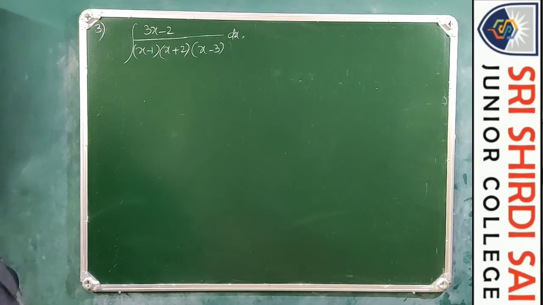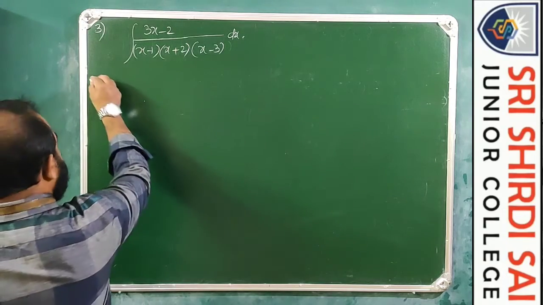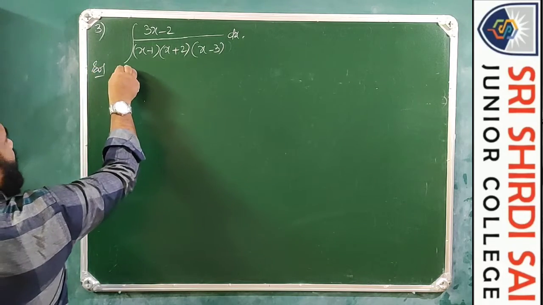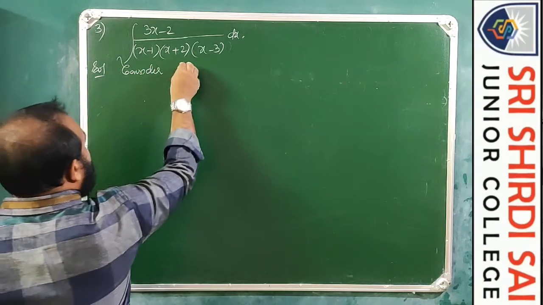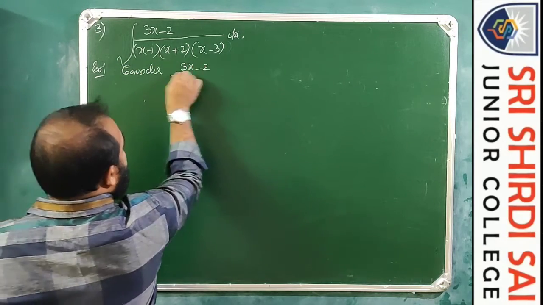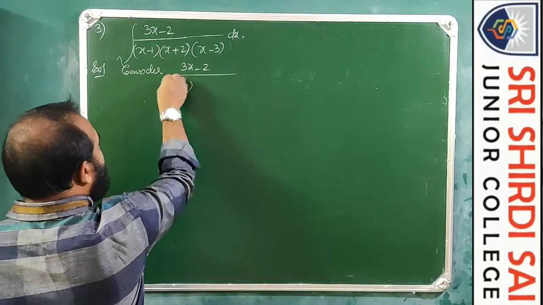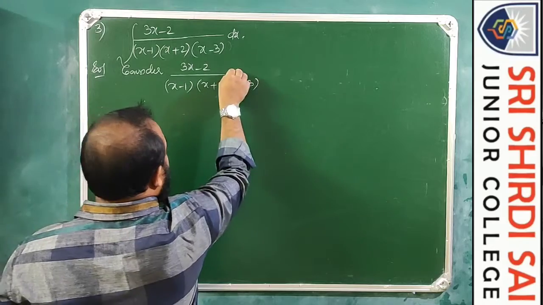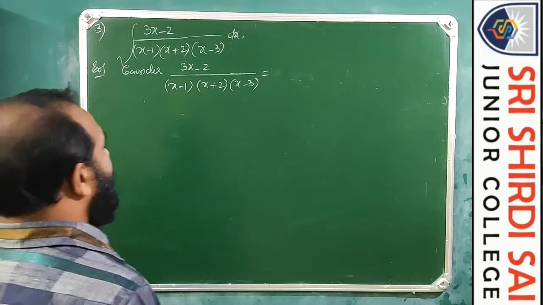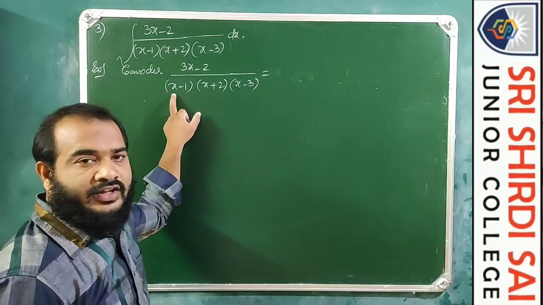Integral of 3x minus 2 by (x minus 1)(x plus 2)(x minus 3). So first let us consider 3x minus 2 by (x minus 1)(x plus 2)(x minus 3). The denominator contains three non-repeated linear factors.